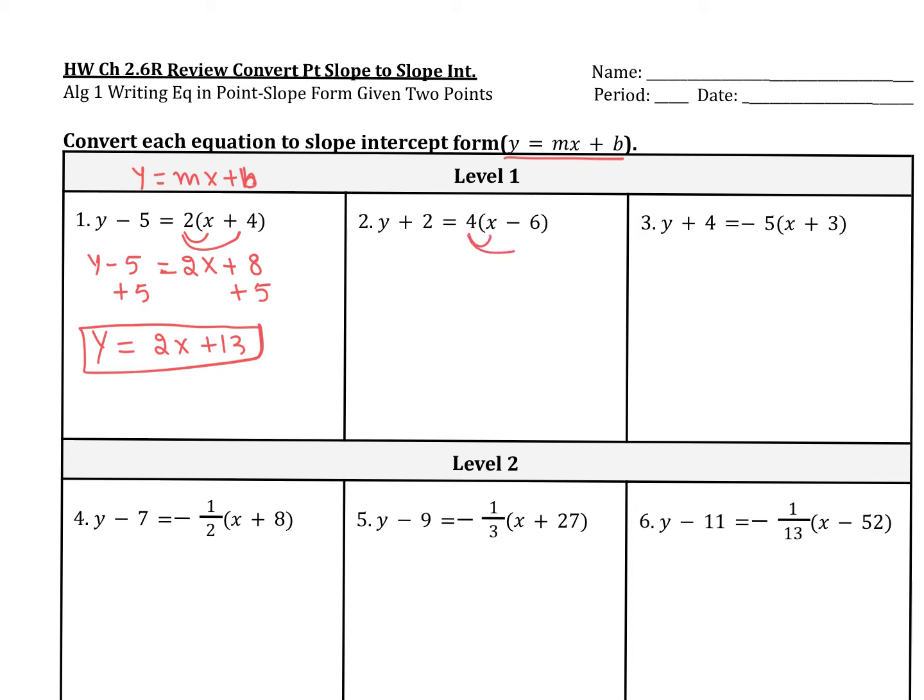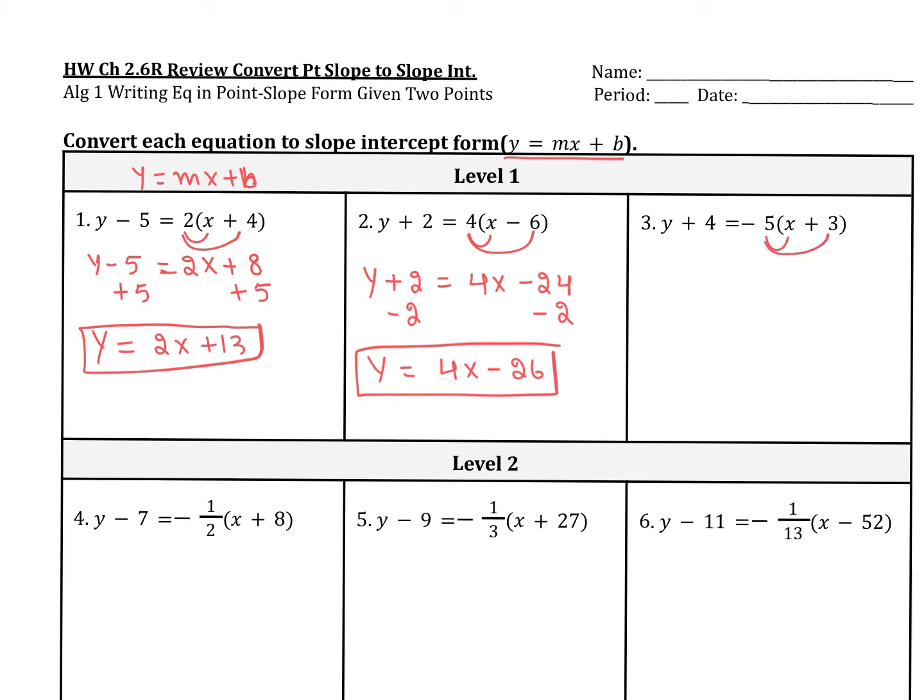Here you're going to distribute 4. You're going to get y plus 2 equals 4x minus 24, and subtract 2 on both sides. Y equals 4x minus 26. Here you're going to distribute the negative 5. Y plus 4 equals negative 5x, and when you multiply negative 5 and 3, you're going to get negative 15 minus 4, and you're going to get y equals negative 5x minus 19.